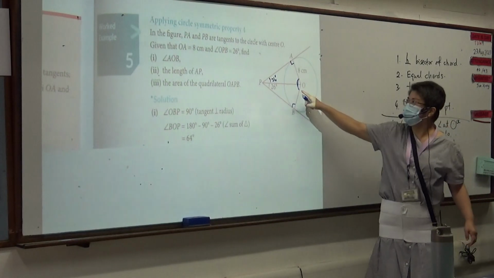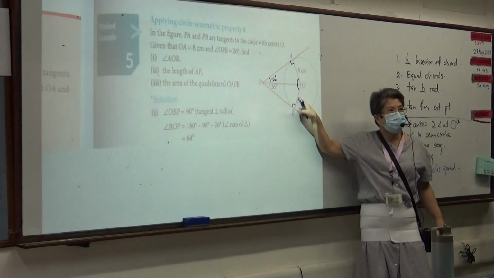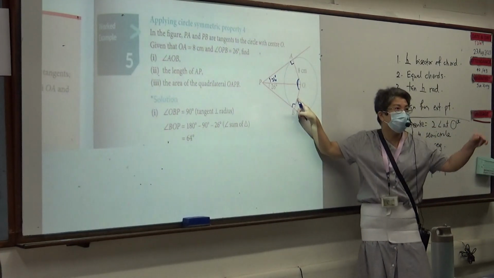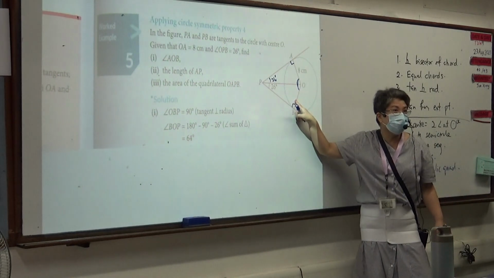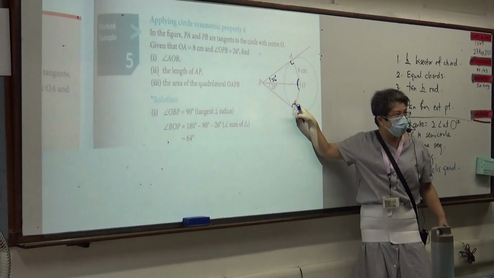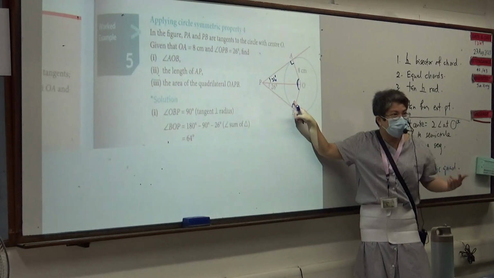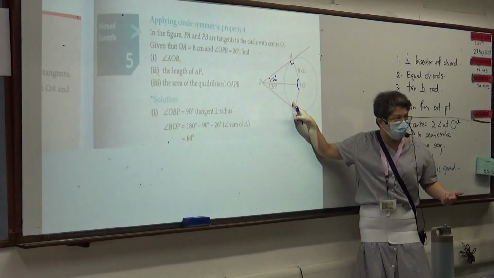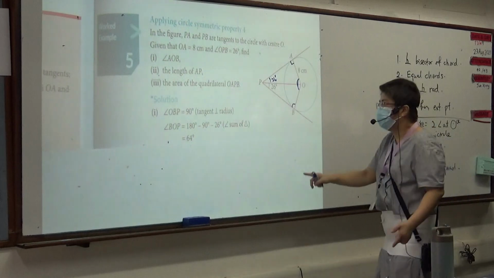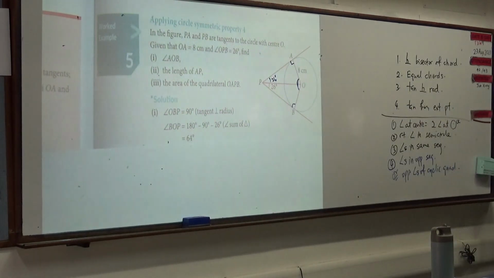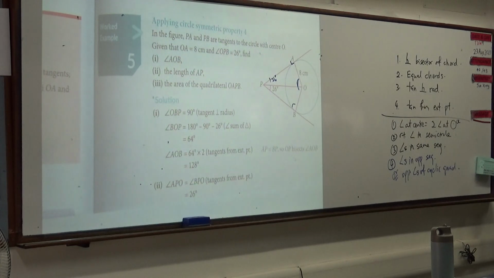Now how do I know they want this angle and not the other angle? If I want the other angle, what would they say? Reflex angle AOB. I'm telling you now, so in the exam don't have to ask me again. Clear? Okay? Alright. So they will give you all these answers. Then they will find AOB as 128. Are we okay?